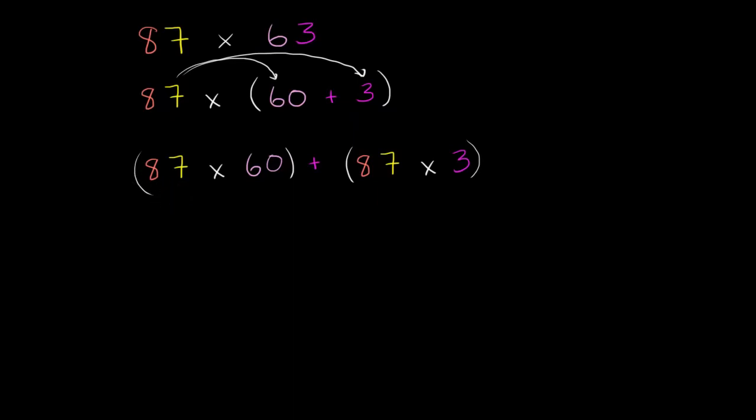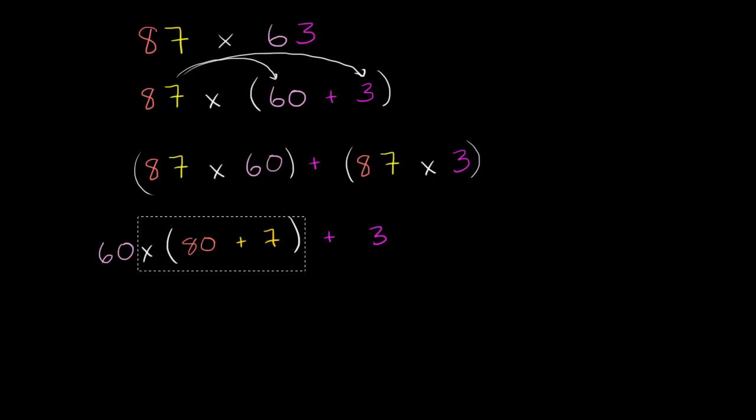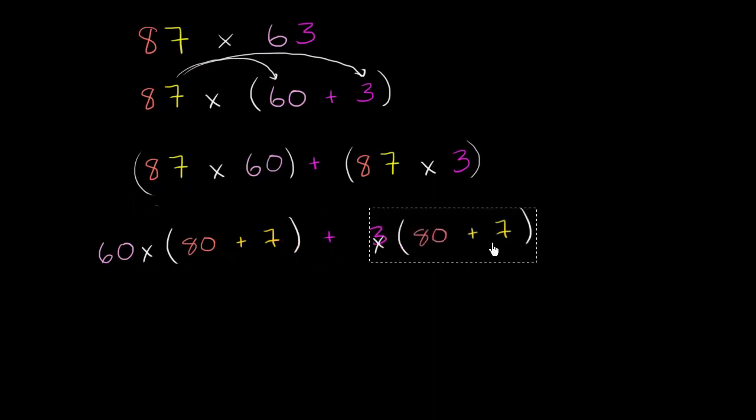So let's rewrite that. Actually, let me write it this way. I can swap them around. So this is the same thing as 60 times 87, but I'll write that as 60 times 80 plus 7, plus 3 times 80 plus 7, or 3 times 87. Let me just copy and paste that so I don't have to keep switching colors. Plus 3 times 80 plus 7.